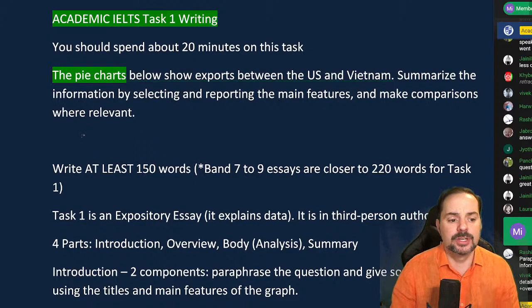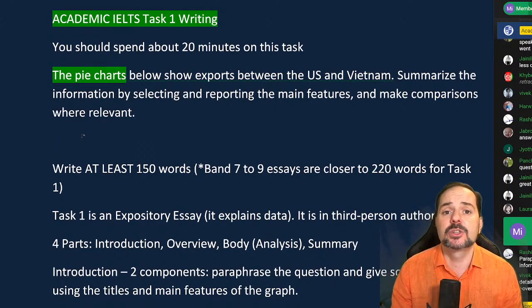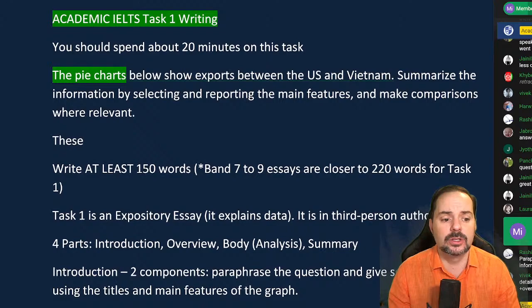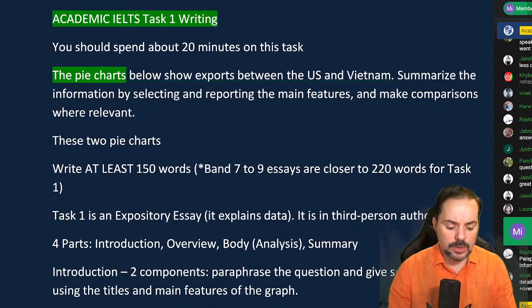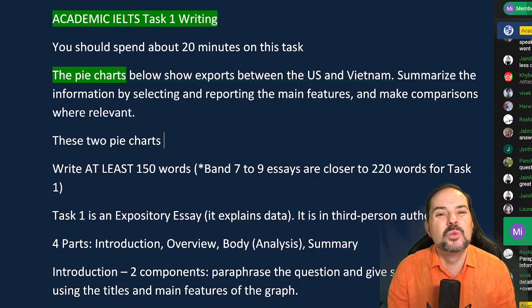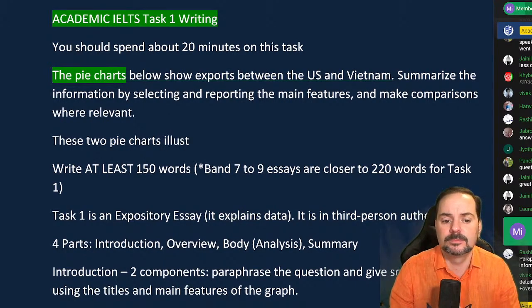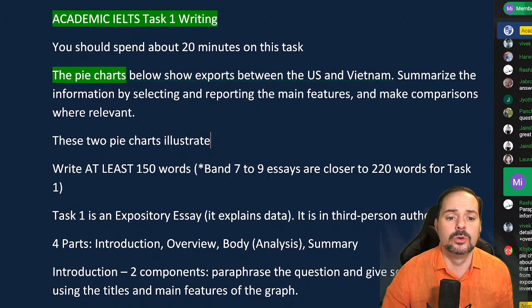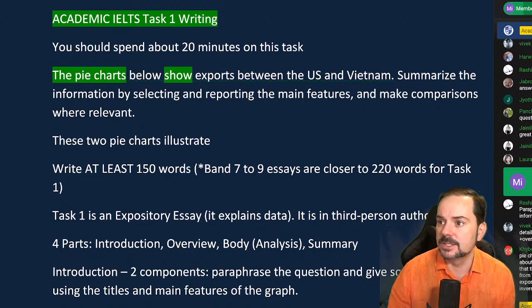Okay, so in my introduction, I want to say how many pie charts. Okay, remember, numbers are your friend, especially in task 1 expository essay. So these 2 pie charts, okay, instead of just saying pie charts. Now, I'm not going to say below, okay, because it's weird to refer to the location of information on paper in an essay. Some students do that, but that's not a good idea, so don't write below. Okay, instead of show, I'm going to say illustrate. Okay, and there's a lot of different ways to paraphrase the word show. You can write illustrate, depict, represent, indicate, okay, lots of different ways.